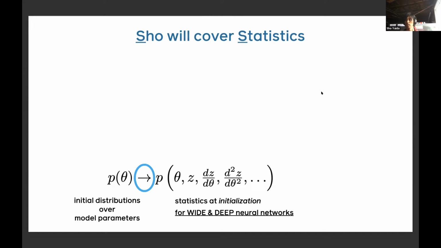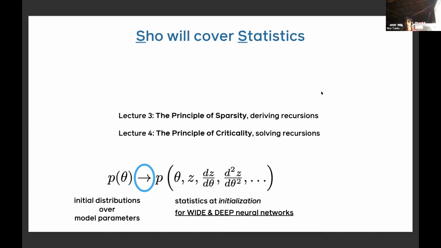Okay, so this lecture is about the principle of sparsity. I'm going to try to derive the recursion relation that lets you evaluate a pass from the initialization distribution over model parameters to the statistics of things that you care about at initialization. And the next lecture would be the principle of criticality, and I will try to solve the recursions that I'm going to derive today.